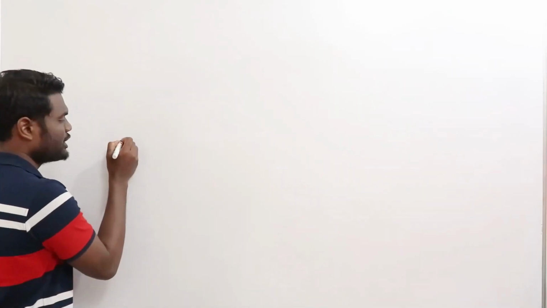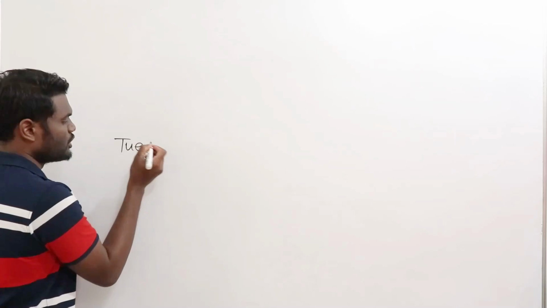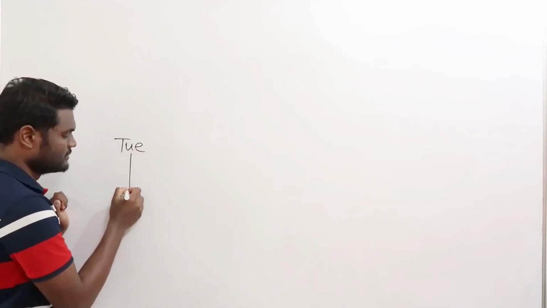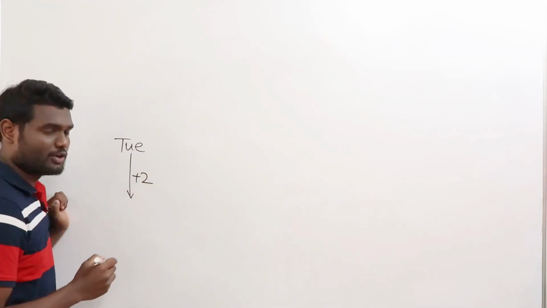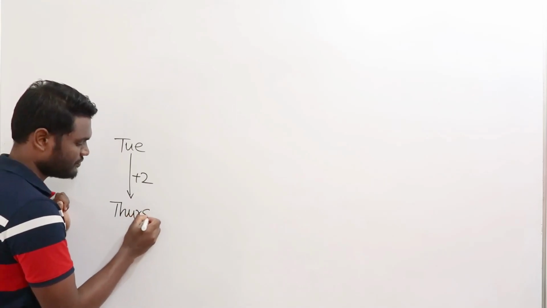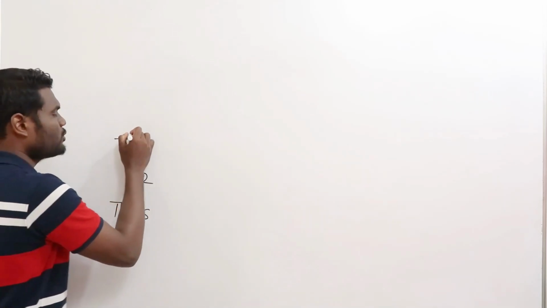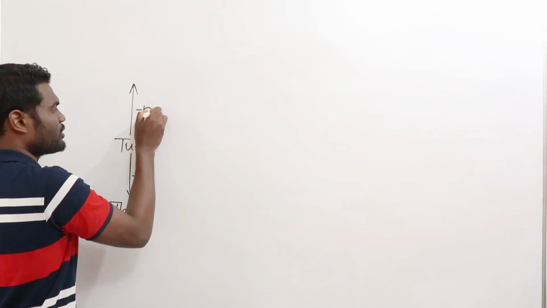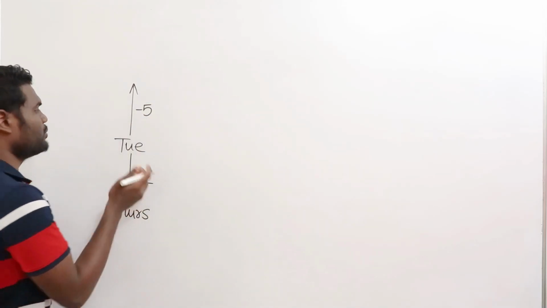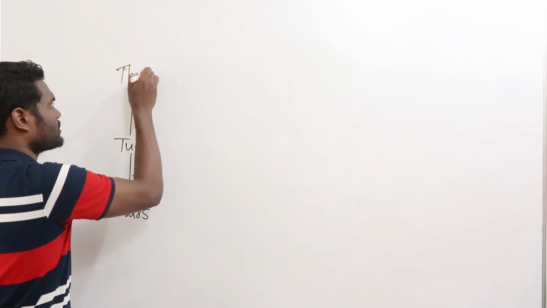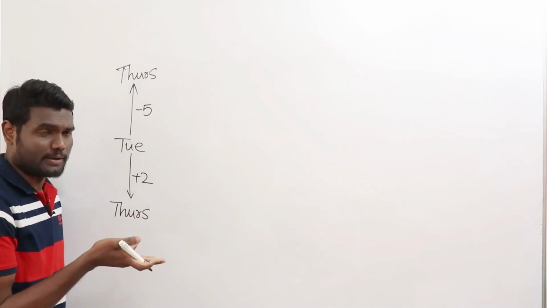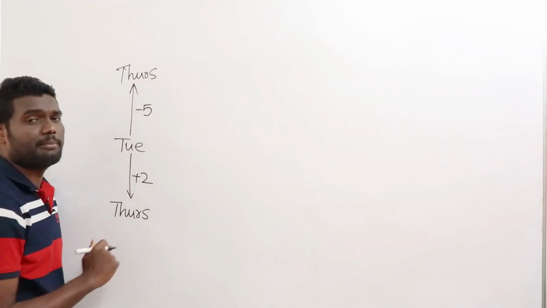Okay, let us say today is Tuesday. If I ask you, what would be the day after 2 days? It will be Tuesday plus 2, that is going to be Thursday. When I ask you the question, what would be the day 5 days ago? 5 days ago, it will be again a Thursday. That is, Tuesday minus 5 is going to be Thursday.